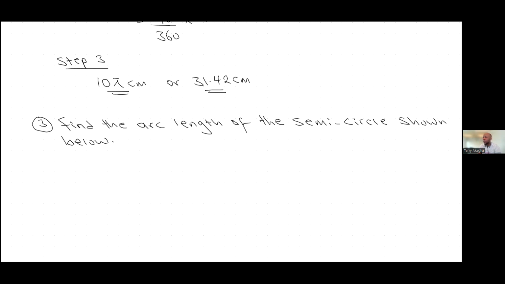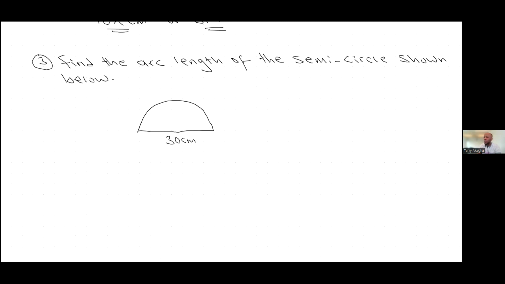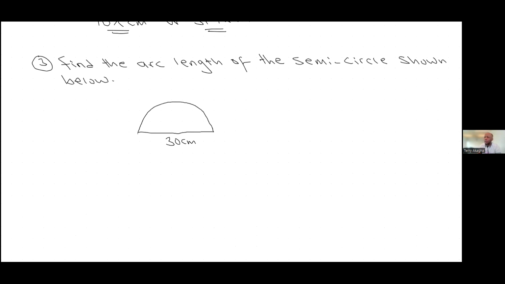So we have a straight line, okay? Then we have the arc length all the way to this point, just like a smooth curve here. And we're told that this is 30 centimeter. And we're now told to find the arc length here. So let's go. In this case, the first thing you have to do, like we always say, you have to identify if there is a radius or a diameter.